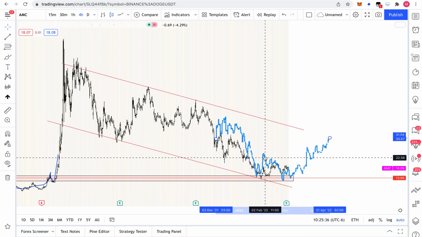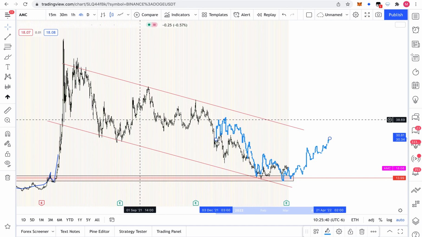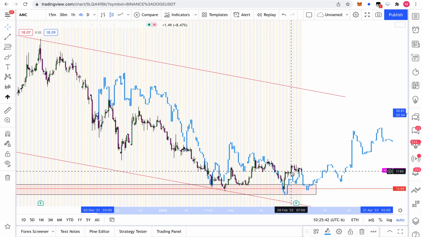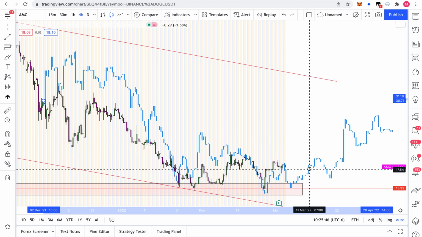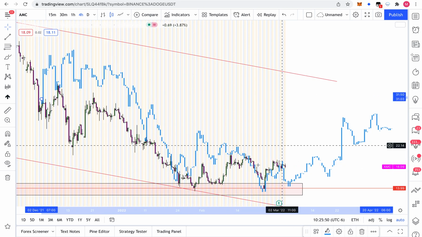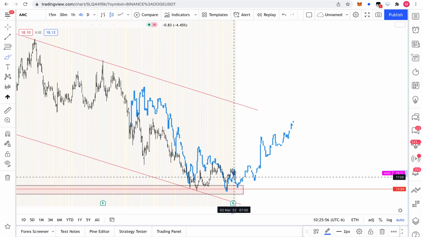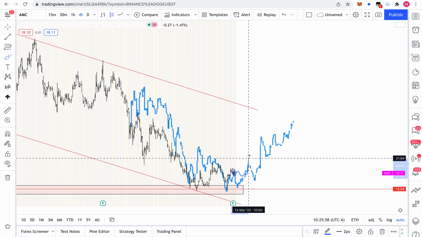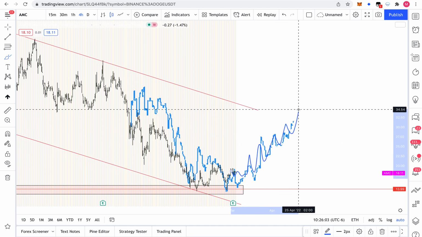So we can see it's almost the exact same pattern. So it's basically the exact same pattern. And that's what I was trying to explain previously, that we could see some consolidation here right before we see that major move to the upside.